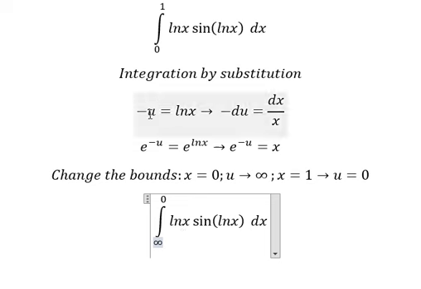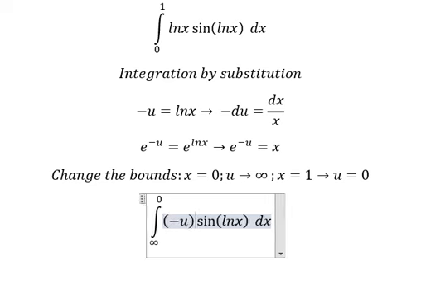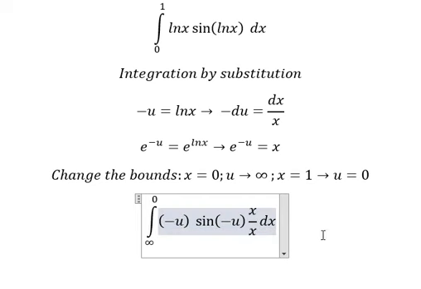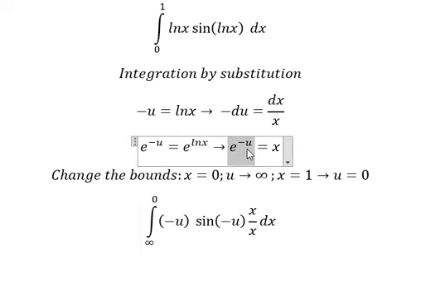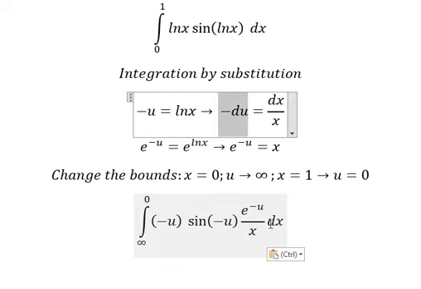ln s we change to negative u. The next one we need to substitute is ds over s. This s we change to e to the power of negative u, and the ds over s we change to negative du.